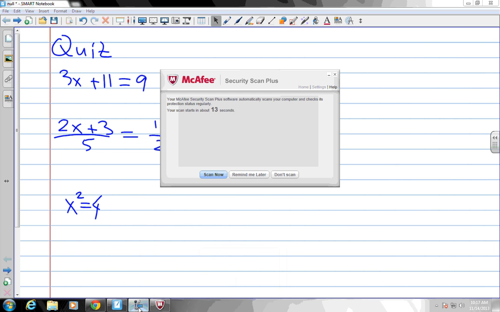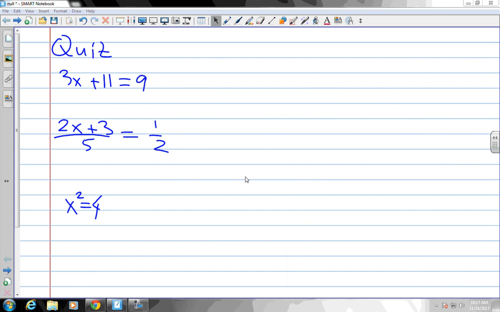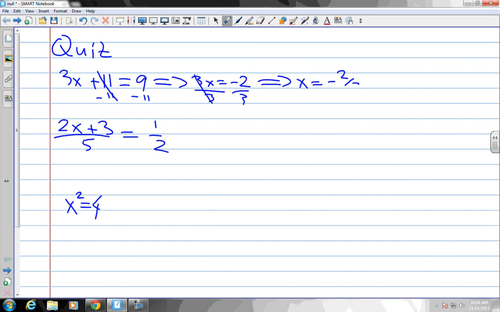So the first equation, how do we solve that one? All right, so subtract 11. You end up with 3x equals -2. So what is x? Right. -2/3.